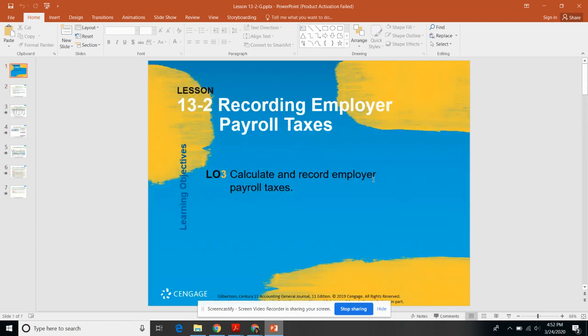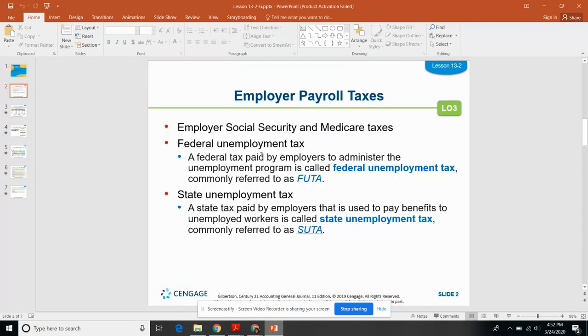Hello, everybody. This is the beginning of 13-2, recording the employer payroll taxes. So we're going to learn how to calculate and then record them. A couple of new accounts that we're going to learn about. We're going to be dealing with 4 different types of employer payroll taxes.